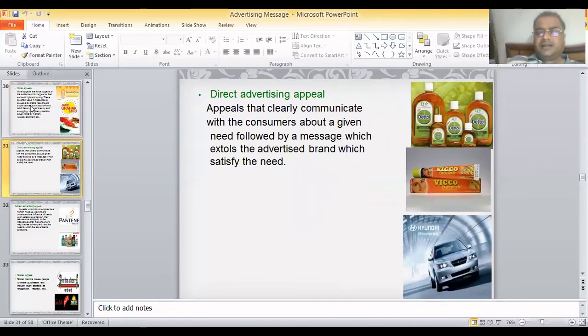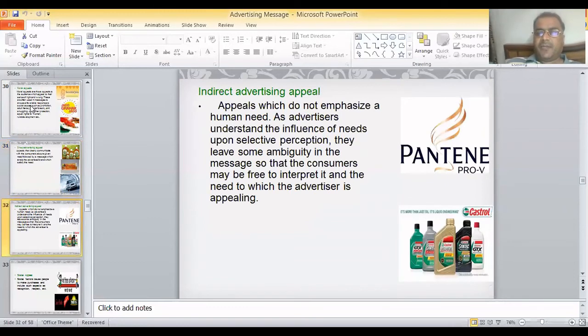Then there is direct advertising appeal. Direct advertising appeal is basically where they give you the message very directly and clearly. For example, Dettol straight away tells you that it kills 99.9% of germs. Whenever you get hurt, it shows in the ad that it's an antiseptic liquid and it kills almost all the germs. So this is direct advertising appeal.